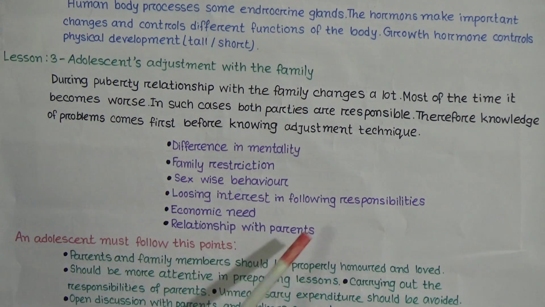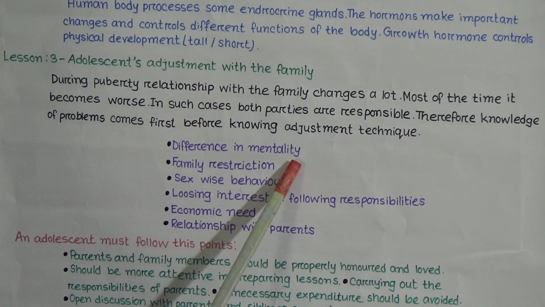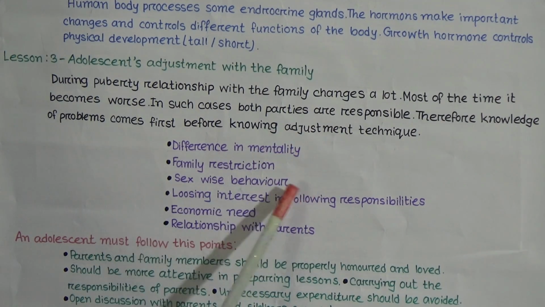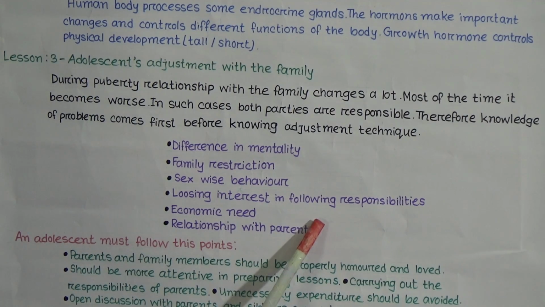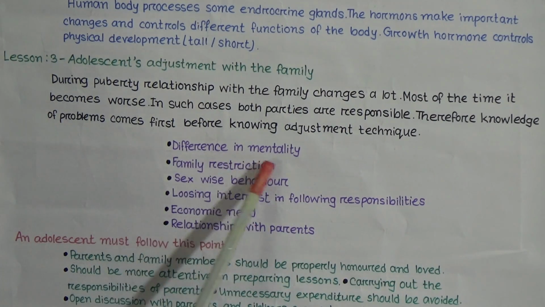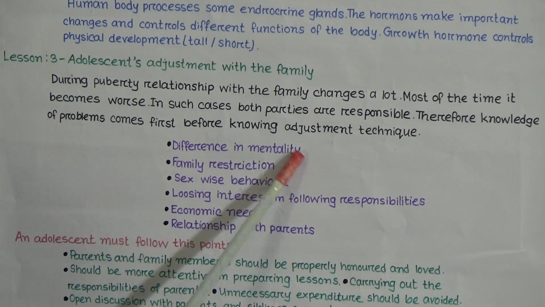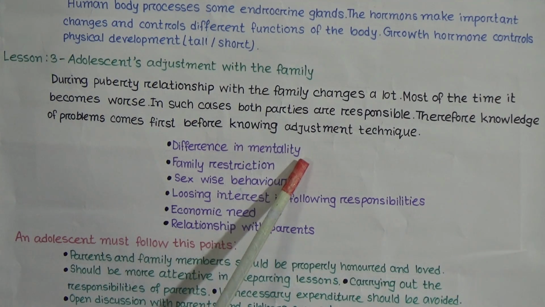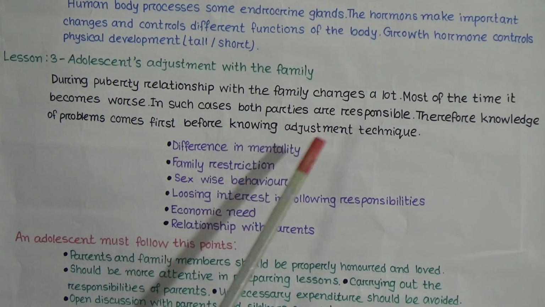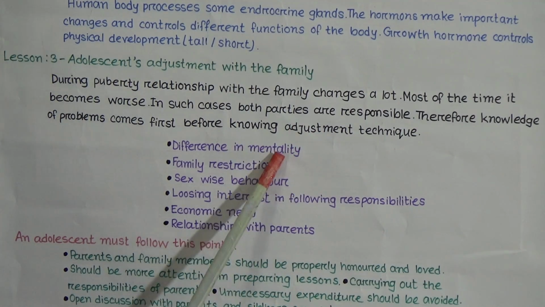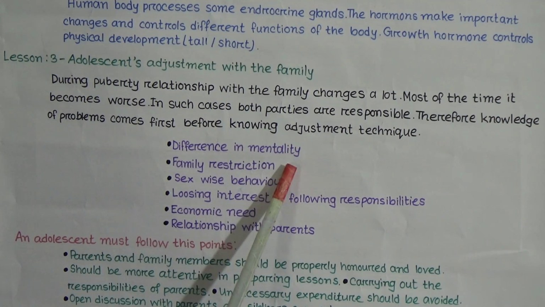So what can we do, and what comes in this situation? Difference in mentality, family restriction, sex-wise behavior, losing interest in following responsibilities, economic need, relationship with parents. So in the time of adolescent adjustment, we find difference in mentality. When a child is growing up, there are changes in their mentality, physical and mental change. That's why mental opinion must be different from one person to another. When any parents or family member says anything, the contradiction starts from there.